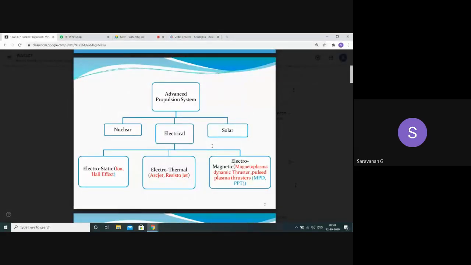Again, this electrostatic category may have two variants, two methods. The first method of electrostatic propulsion system is nothing but ion thrusters. This is using the ion principle, that is called ion thruster. The second category, or second application, of electrostatic propulsion is Hall effect thrusters.